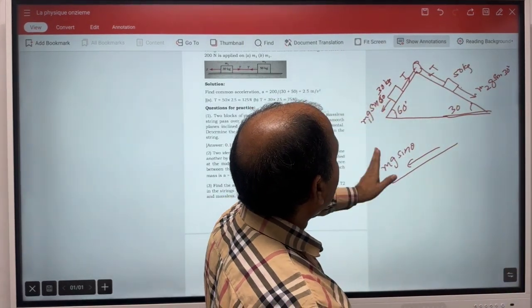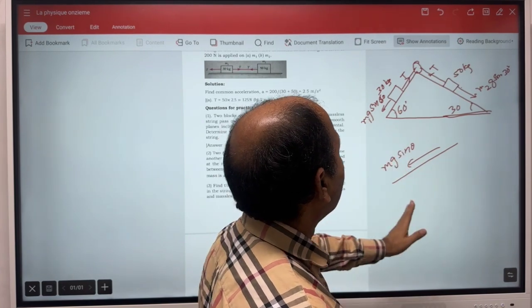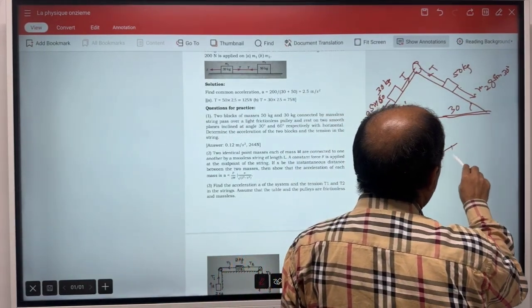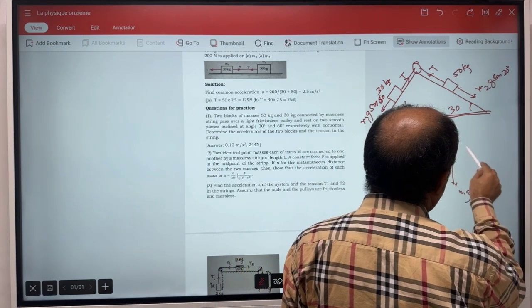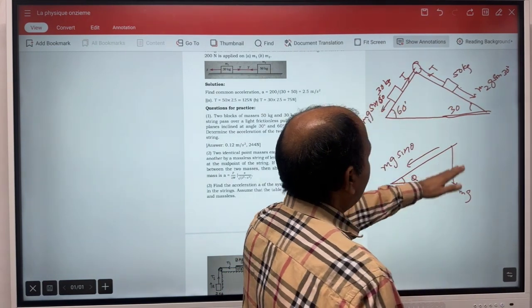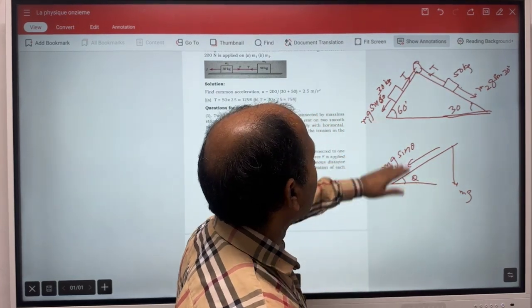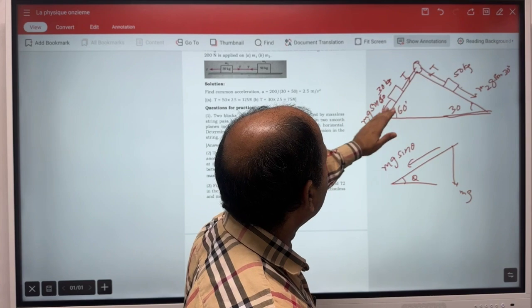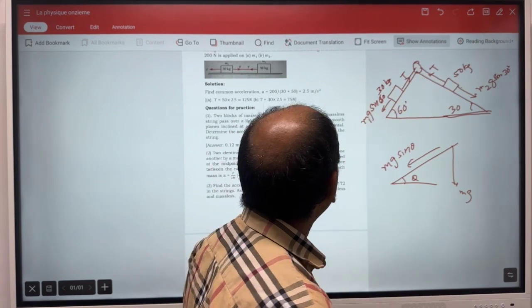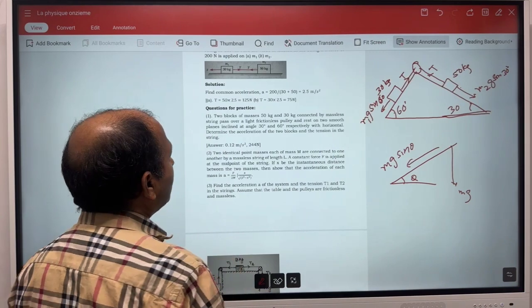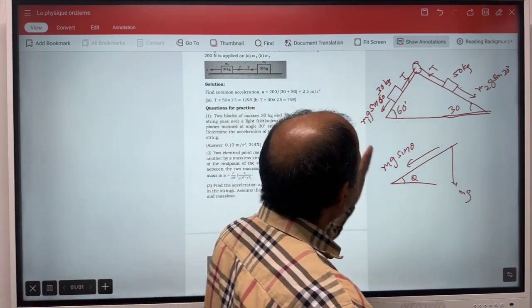Along the incline, the g sine theta component, because perpendicular it will be mg, but along the incline, if this angle is theta, then the component of mg becomes mg sine theta. So what you have observed is that mg sine theta will act in this direction, and there will be tension. Now you have to see the motion. So you can consider the motion.